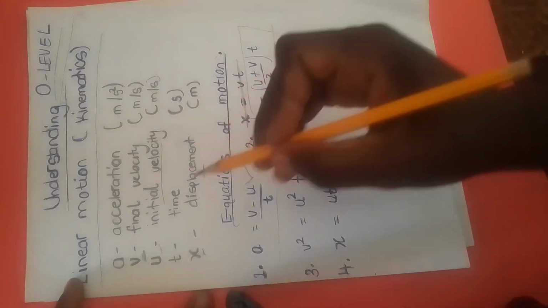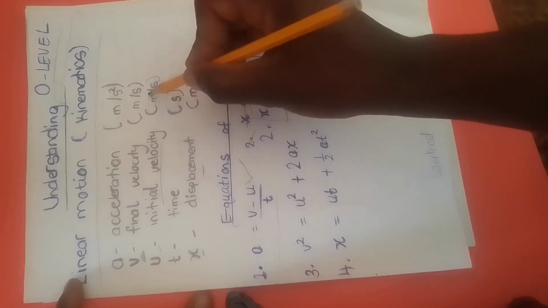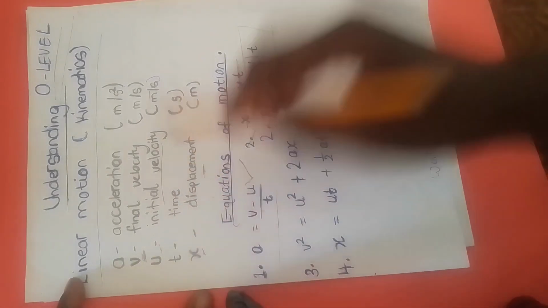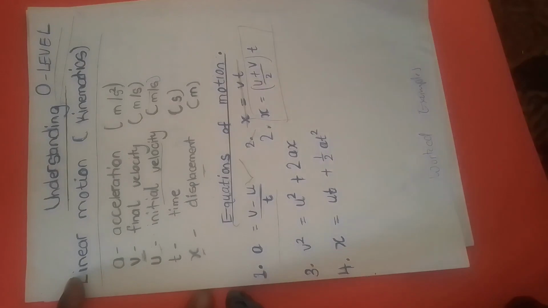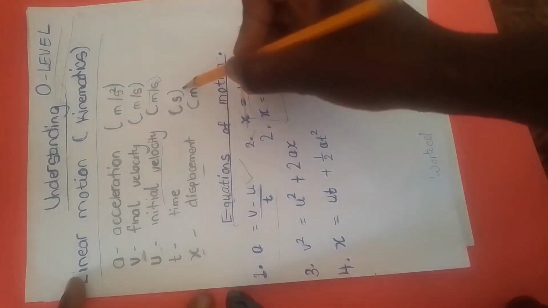And then V stands for final velocity, which is measured in meters per second. Acceleration is measured in meters per square second. Velocity is measured in meters per second. Then U stands for initial velocity, which is also measured in meters per second. T is for time, obviously in seconds.